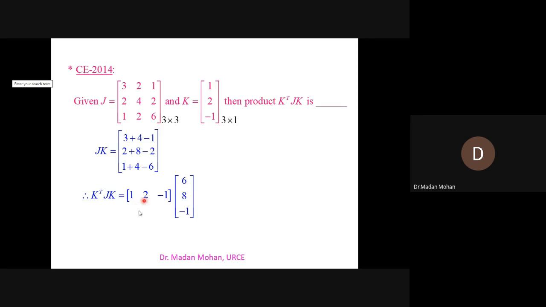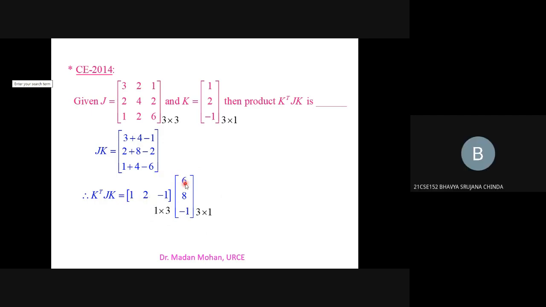Okay. Now, what is the order of K transpose? 1 cross 1 row. What is the order of JK? Please tell me the order of JK. 3 cross 1. What is the result order? 1 cross 1. Now tell me, that 1 cross 1 is a number, simply a number. Tell me that.